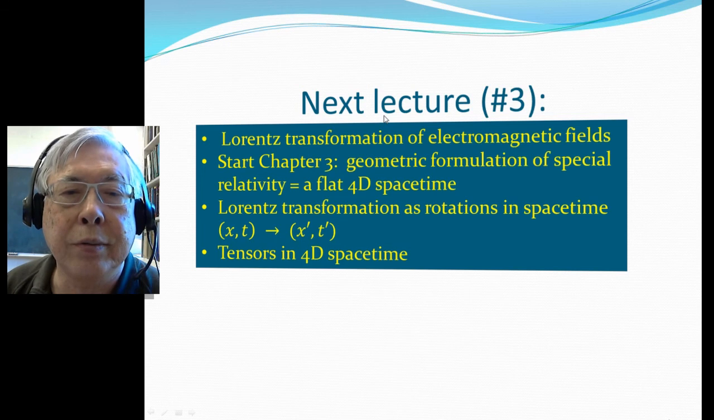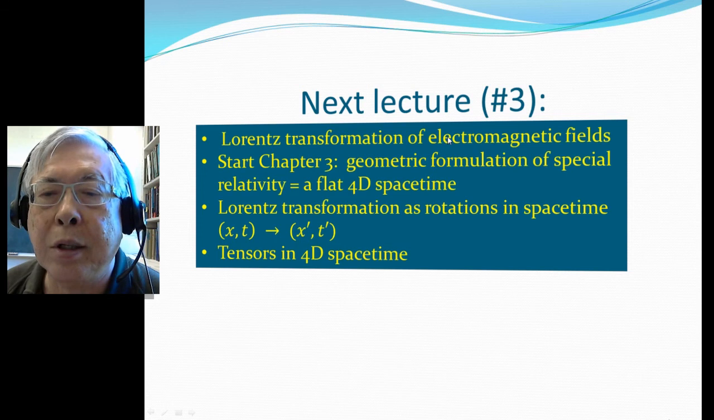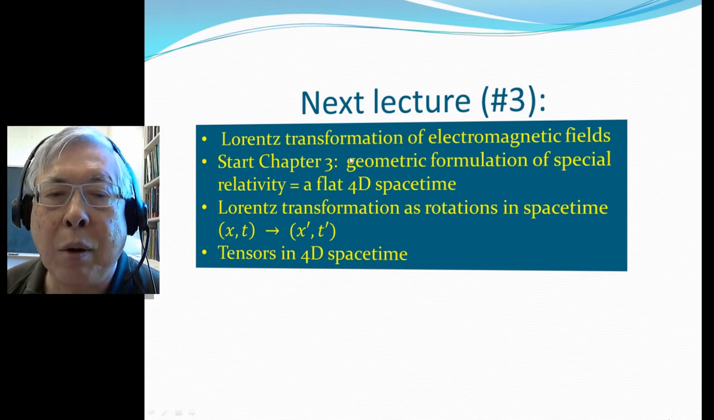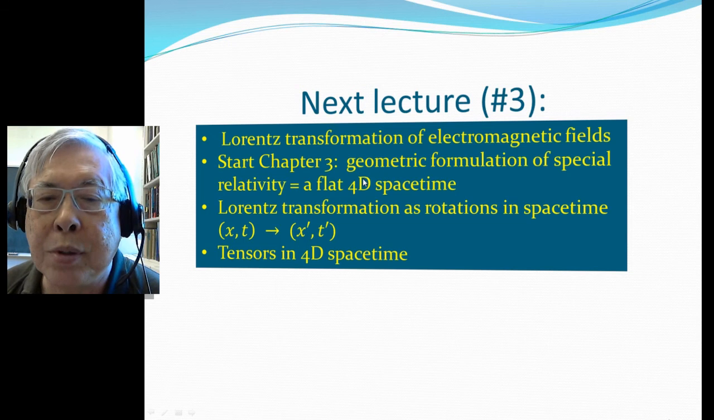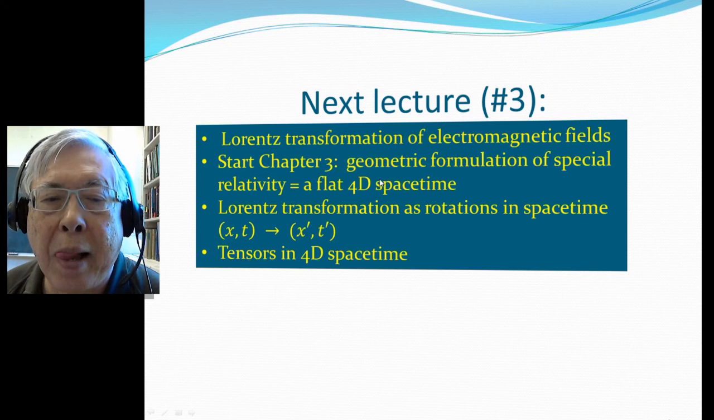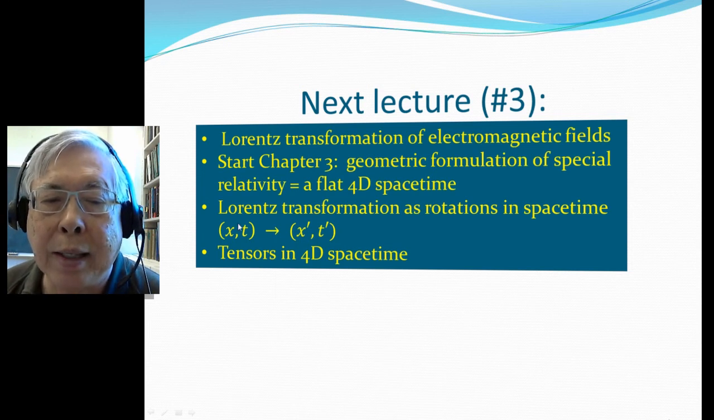In the third lecture, we will talk about the Lorentz transformation of the electromagnetic field. Electric field and magnetic field are viewed to have different values by different observers. And then we start chapter 3, which is the geometric formulation of special relativity. We will show something called space-time, which is a four-dimensional space with the time dimension as the fourth dimension. And then we show the Lorentz transformation can be viewed as a rotation in space-time, so like x, t can rotate to x prime, t prime.